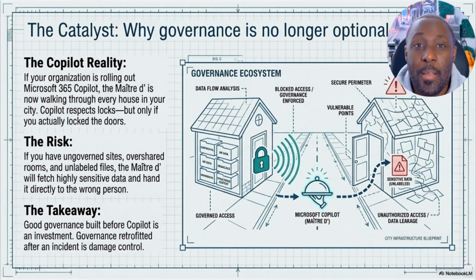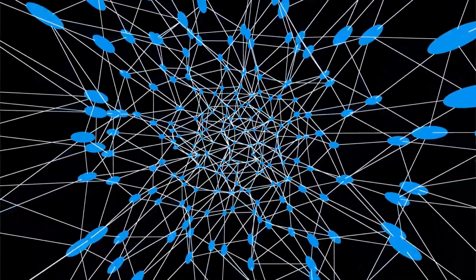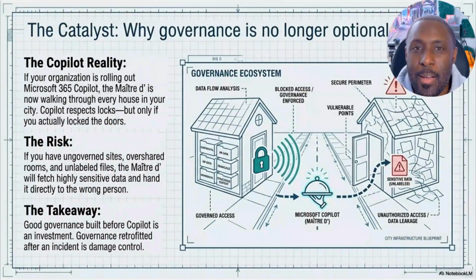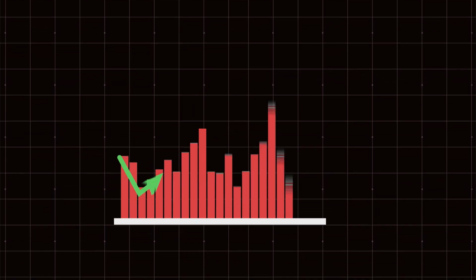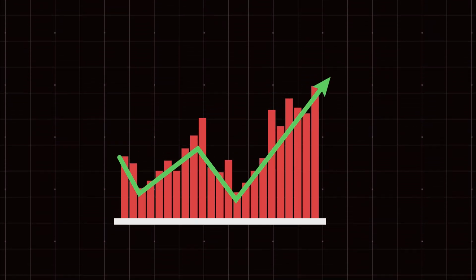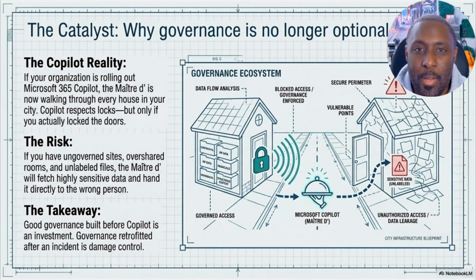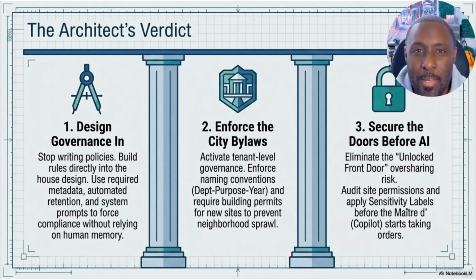Microsoft 365 Copilot is powerful, but power without governance is dangerous. If your environment is disorganized, if permissions are inconsistent, metadata is missing, and content is sprawling, Copilot will amplify that chaos. But if your governance foundation is solid, Copilot becomes a force multiplier for your entire organization. Governance isn't a blocker to Copilot. It's the prerequisite.